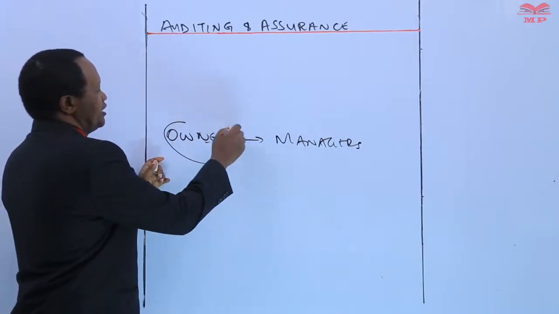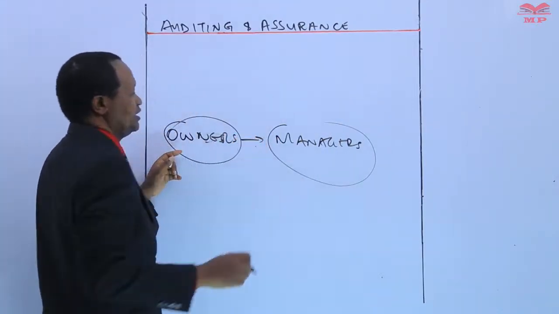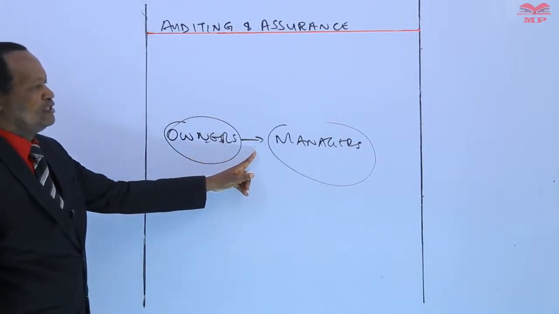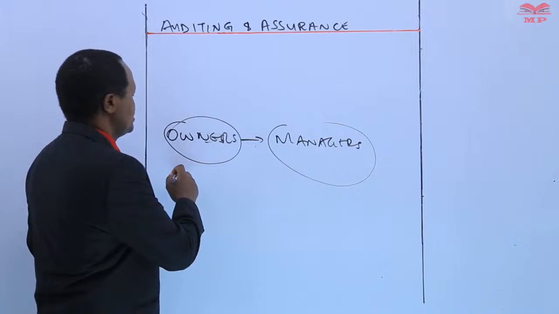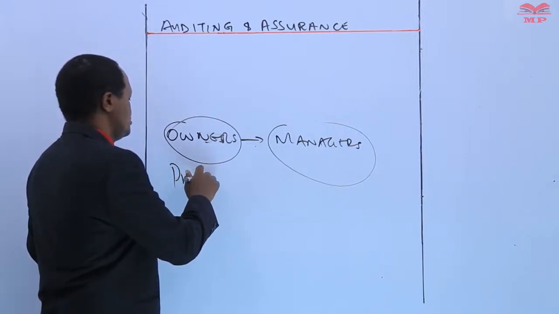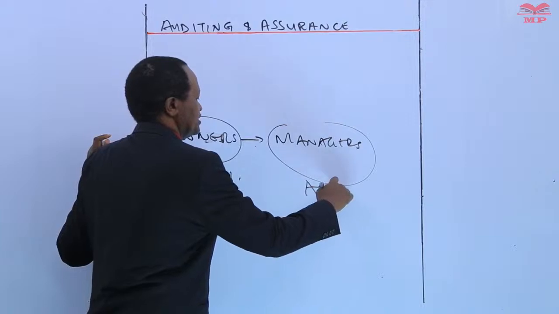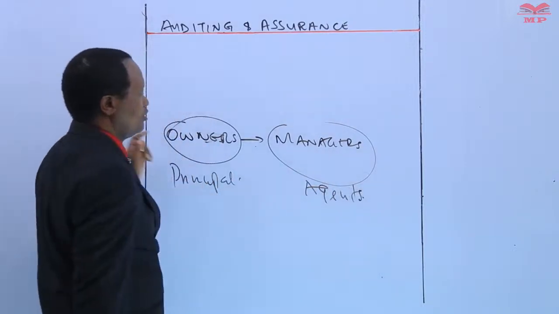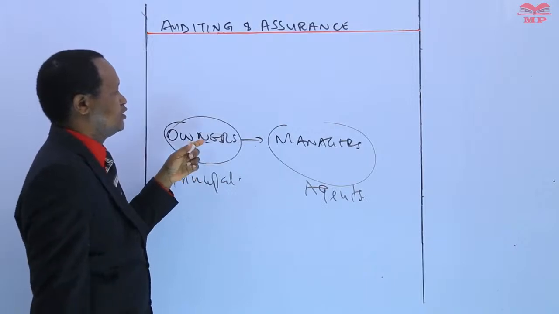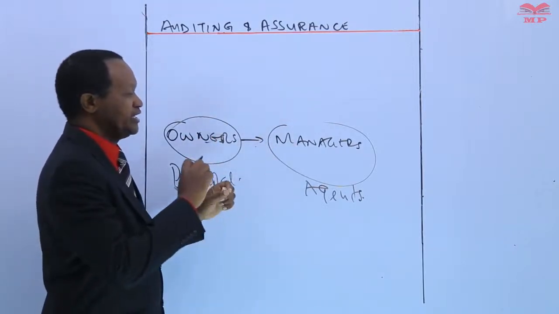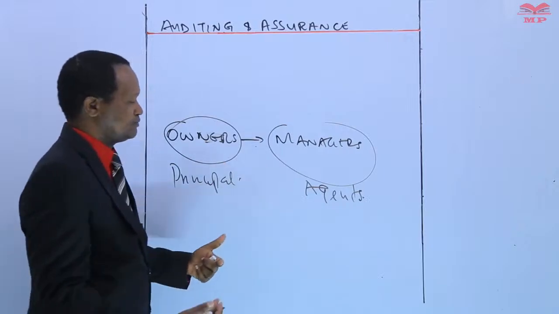These provide capital. They may not be available to manage the company, so they delegate that responsibility to the managers. So these are the principals, and managers are agents. The moment you have this separation, where those who are managing are not the owners, and the owners are not the ones managing, there arises a problem which you are calling the agency problem.